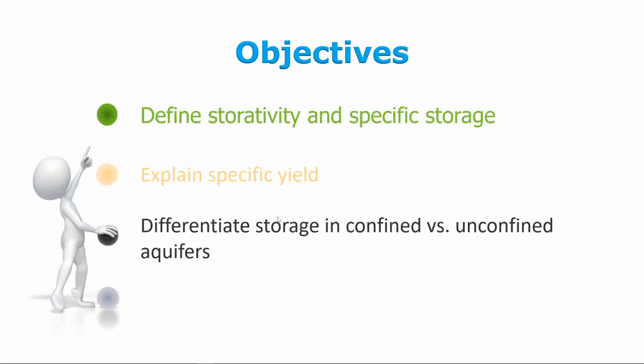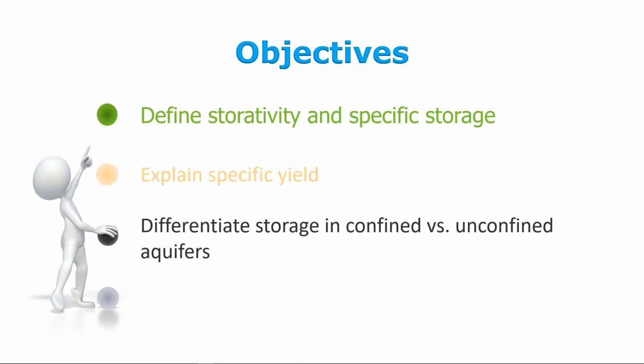Let's go here. By the end of this lesson, you should be able to define different storage coefficients, so storativity and specific storage. I know this course has a lot of terms like specific yield, storativity, specific storage. Basically, you'll be able to explain these three terms. What is the storativity? Storativity is the storage coefficient, and then there are the specific storage and the specific yield.